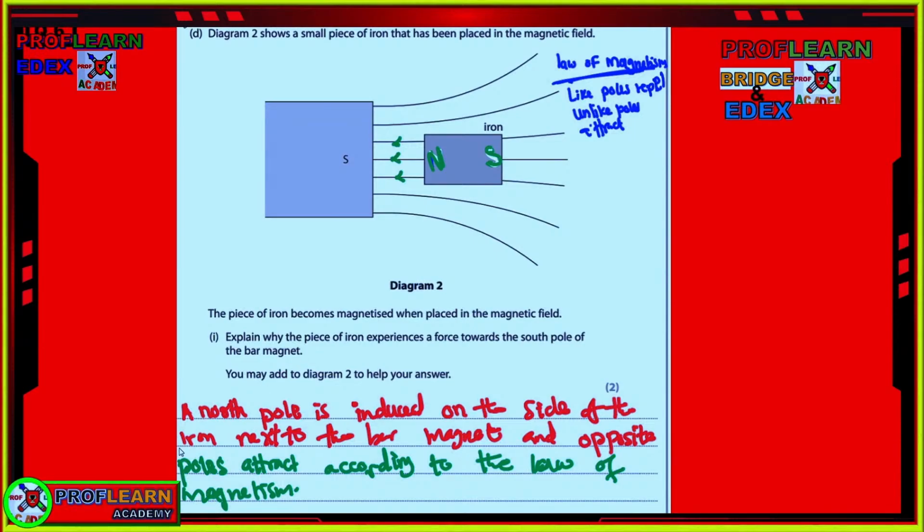Now we need to explain why the piece of iron experiences a force toward the south pole. It experiences a force because when this iron is placed in a magnetic field, a north pole is induced next to the south pole. Then there will be attraction according to the law of magnetism.